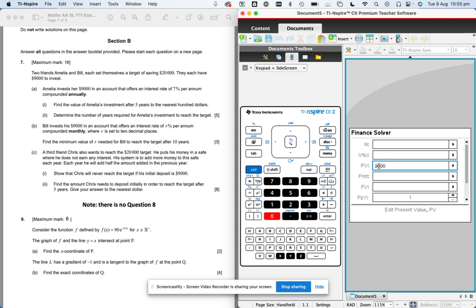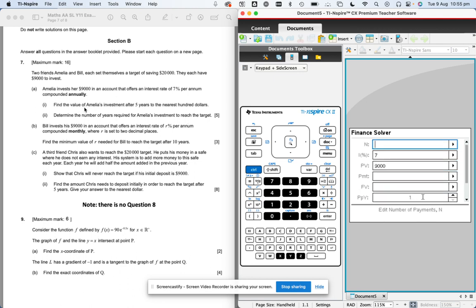So 9, 1, 2, 3. It offers 7% per annum. So you have to go up to the I and type in 7, not 0.07, but the actual percentage itself, 7% per annum. It's compounded annually, and what that means is, you can see down here, it says PPY, that's payments per year. So you leave that as one payment per year of interest. And compound periods is once per year as well. So you basically fill that in.